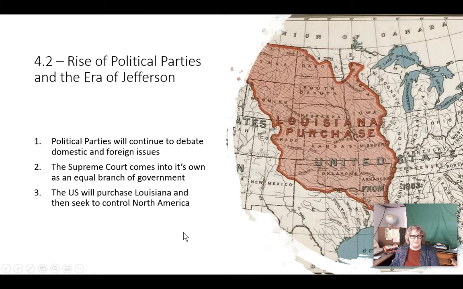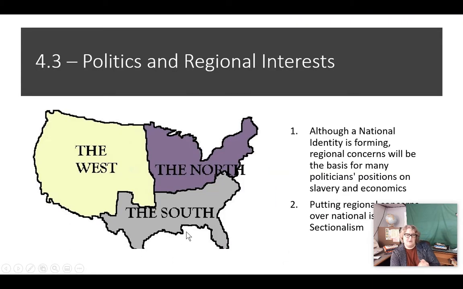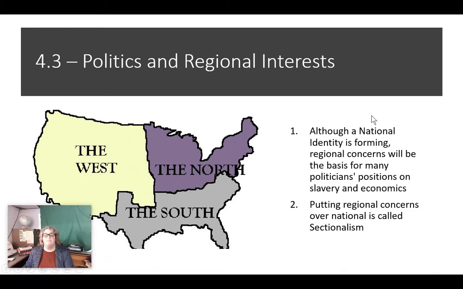So that's 4.2. In 4.3, we're going to be looking at politics and regional interests. Now, this is a trend that occurs throughout this time period. But we're going to see that although a national identity is forming, regional concerns are going to be the basis for many politicians' positions, especially on slavery and economic policy. And the idea of putting regional concerns over the national interest is called sectionalism. And this image behind me is a kind of crude, simplified version of what we're going to be looking at.